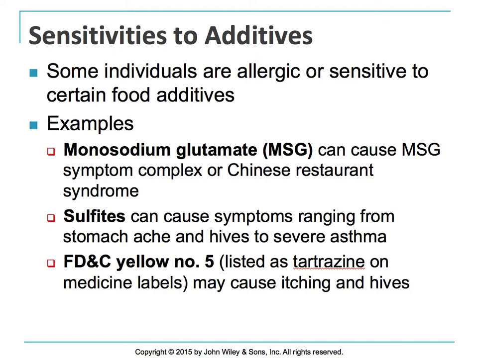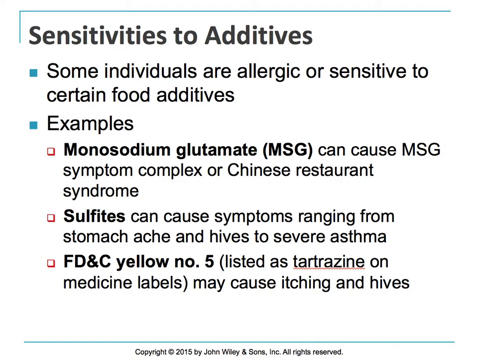Sensitivities to additives. Some individuals are allergic or sensitive to certain food additives. Examples include monosodium glutamate, or MSG, which can cause MSG symptom complex. In some texts, this is referred to as Chinese restaurant syndrome, just because Chinese food often uses MSG in their food production. If you go to a Chinese restaurant, oftentimes you'll see on the menu maybe a little blurb at the top or bottom that says food items may be prepared without MSG.